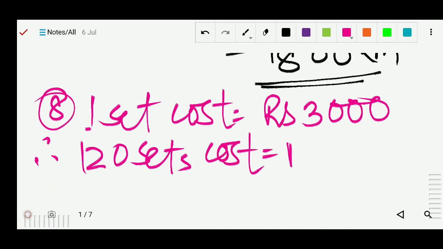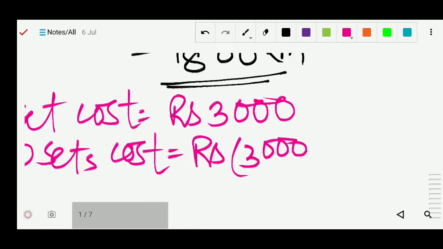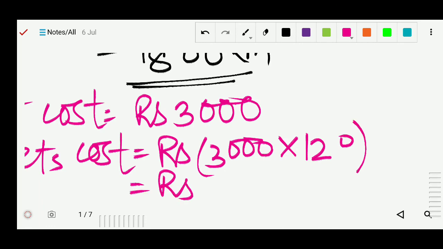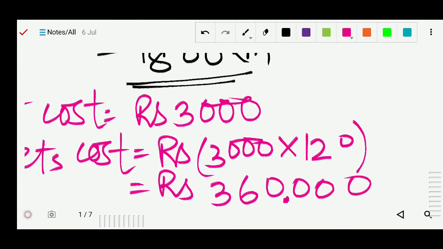So what will you do? Write rupees. This is the cost of one set, and we have to find the cost of 120 sets. Of course it will be more. So for that we multiply it by 120, because we have to buy 120. So 12 threes are 36, and count how many zeros are there. 1, 2, 3 and 4 zeros are there, right? You can place commas also after the 3. Here it is 3,60,000. That is your answer.